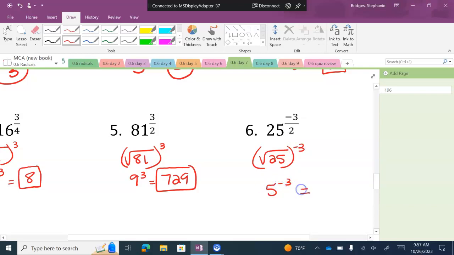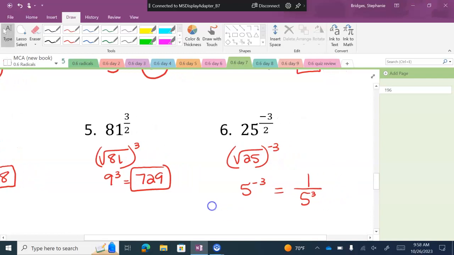Well, what is the square root of 25? And this is where remembering what we did with negative exponents a while back is going to come in. I don't multiply 5 times negative 3, but I need that negative 3 to turn positive, and to do so, where do I move the 5? At the bottom, and I'm going to put a 1 at the top. And when I move it to the bottom, that 3 becomes positive. So what would my answer be? 1 over what? 125.